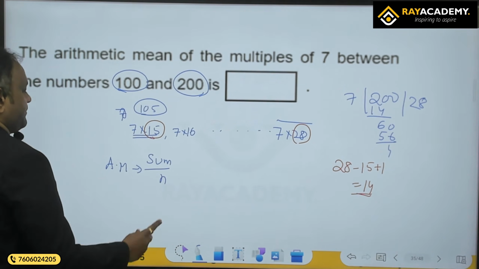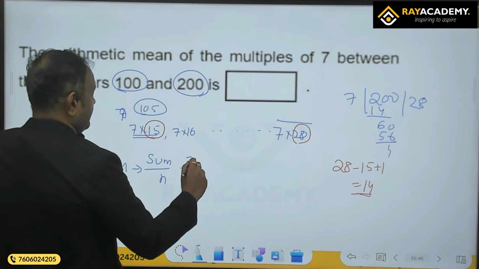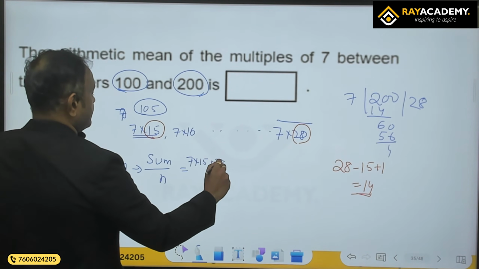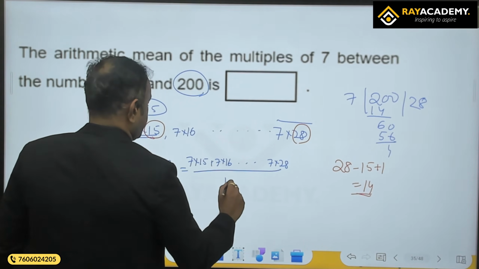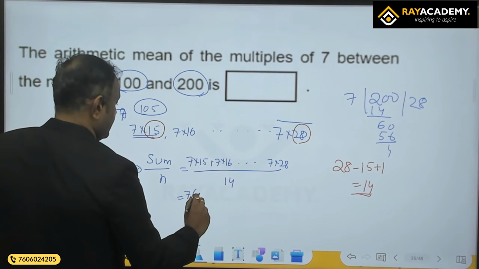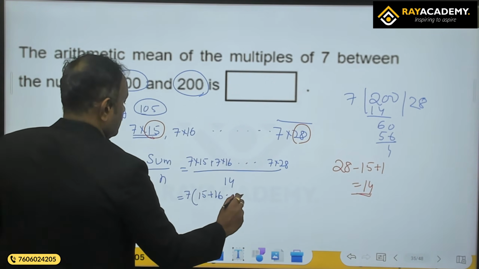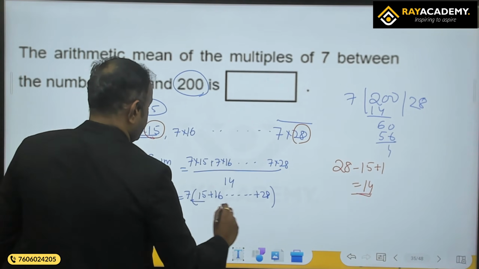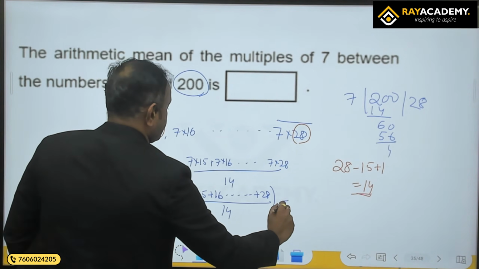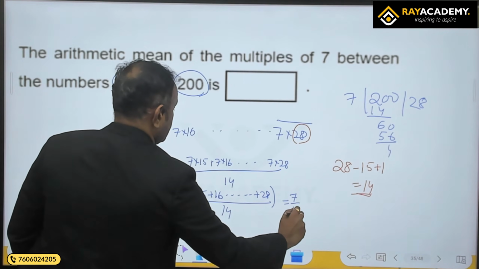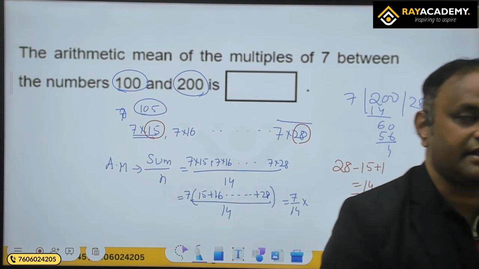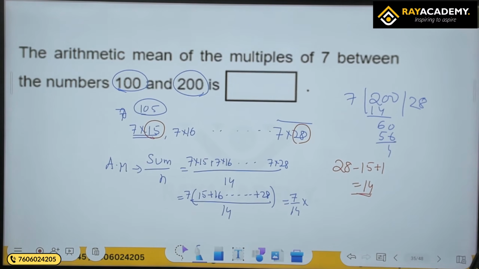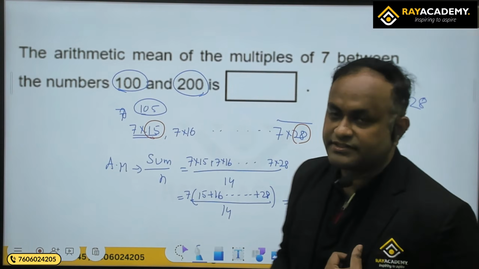So 14. So the sum will be 7 multiplied with 15 plus 7 multiplied with 16 up to 7 multiplied with 28, divided by n, which is 14. So you can take 7 common: 15 plus 16 up to 28, divided by 14. Now you see, 7 by 14 multiplied with 15 plus 16 plus up to 28. This is an arithmetic progression. Find the sum of the arithmetic progression. You have a formula for the sum. Arithmetic progression we have discussed.